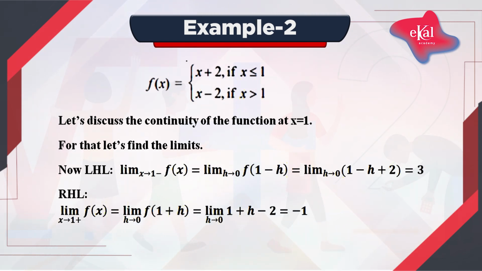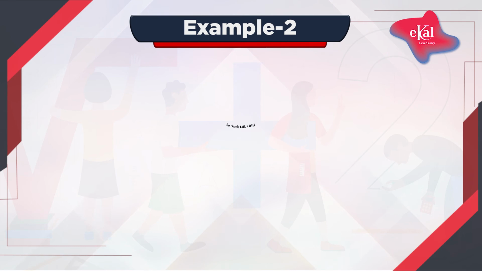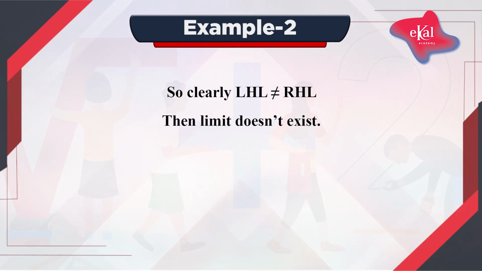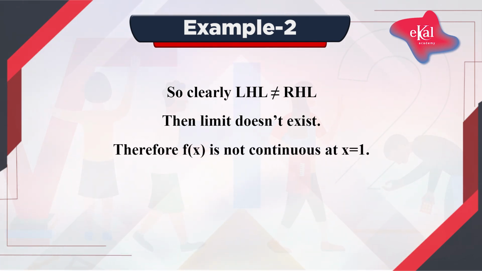So, it is quite clear that the left hand limit is equal to 3, whereas the right hand limit is equal to minus 1. What do you observe? LHL is not equal to RHL. So, what you can conclude now is that since LHL and RHL are not equal, the limit does not exist. When the limit does not exist, what is your conclusion? f of x is not continuous at the point x equal to 1.